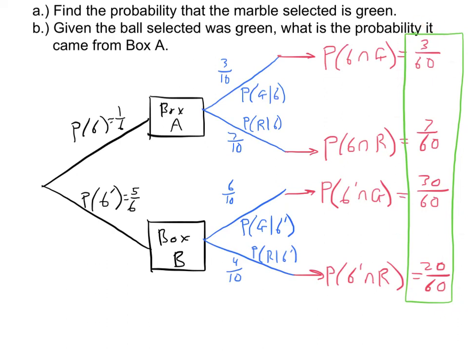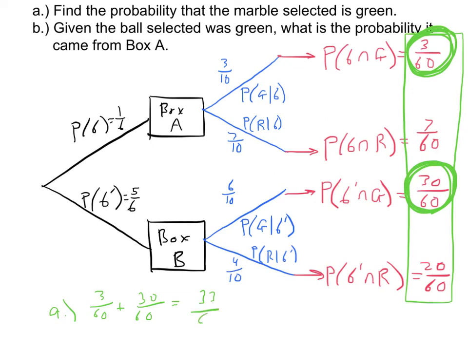So over here on the far right, where did green happen? We had green here, and we had green here. So what is the probability of getting a green from here or getting a green from here? Well, remember, when we have an or probability, we tend to add them together. 3 out of 60 plus 30 out of 60. This is 33 out of 60. That is the probability of pulling out a green marble, period.